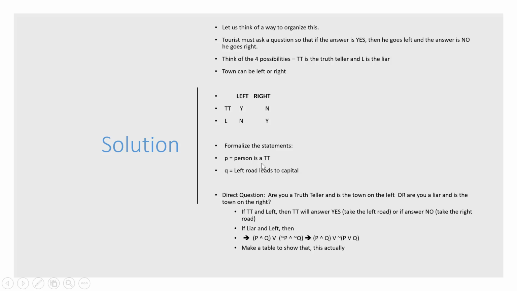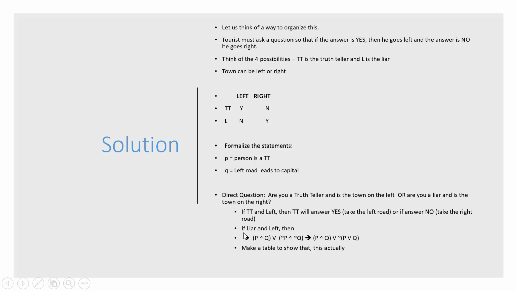And let's suppose that P is a truth teller and Q is the left road leads to capital. So liar is not P and right road leads to capital means not Q. So in fact, if you think about this, a direct question a tourist can ask is: are you a truth teller and is the town on the left, or are you a liar and is the town on the right?